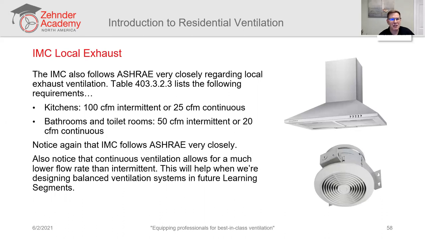Again, the IMC and kitchens, they want to see 100 CFM intermittent or 25 CFM continuous. So that's a little bit different than ASHRAE. However, in bathrooms, the IMC is right on with ASHRAE, 50 CFM intermittent or 20 CFM continuous. And again, for continuous ventilation, the codes acknowledge that this is much more effective, and so they let you get by with a much lower amount.